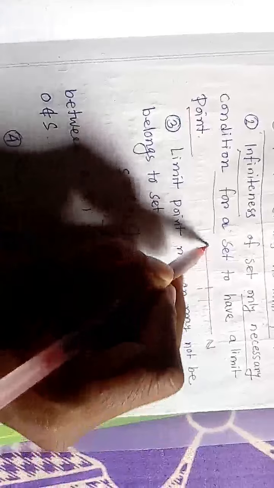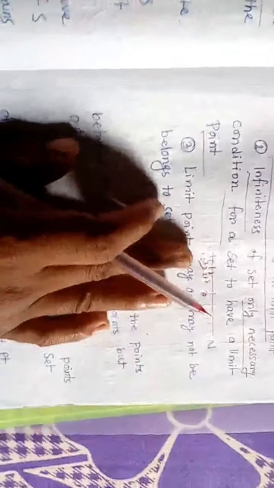If we consider the natural number system, suppose 1, 2, and we consider a neighborhood of 2, that is (2 minus delta, 2 plus delta), it contains only a finite number of points. So infiniteness of a set is not sufficient for a set to have a limit point. Now the third property: a limit point may or may not belong to the set.